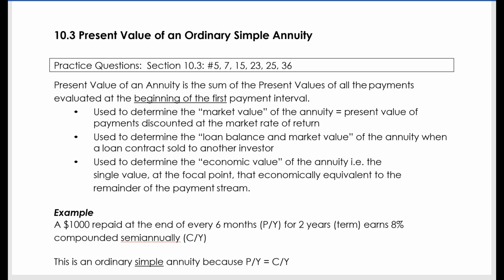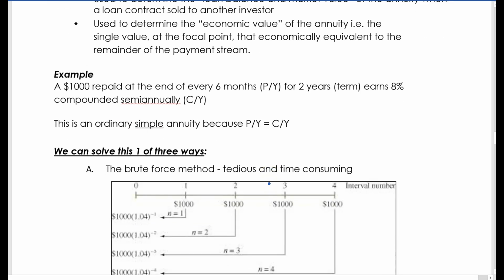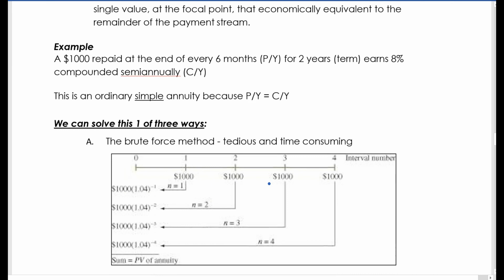It also determines a loan balance. So if you're paying and you've got so many payments left on a loan, and the lender wants to sell it to somebody else, they can figure out how much that's worth, that market value. Okay, so let's do some examples, very similar to before, except instead of finding future value, we're now going to find present value.